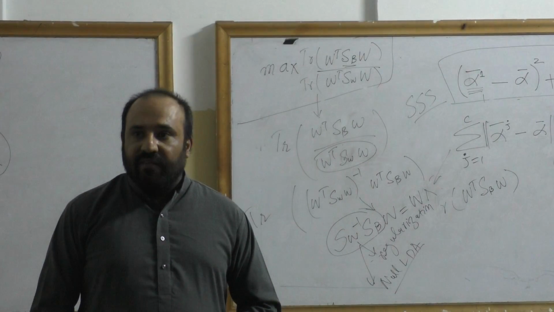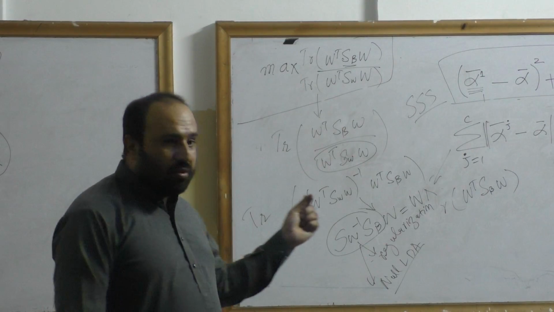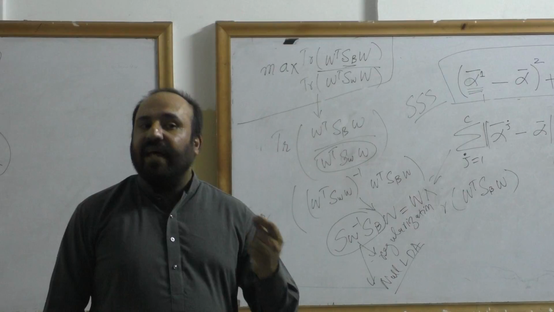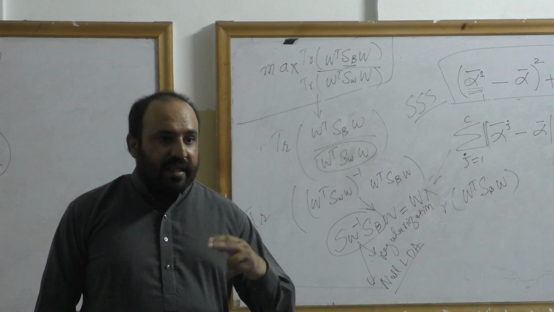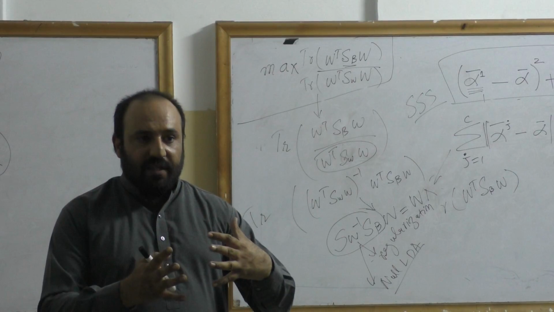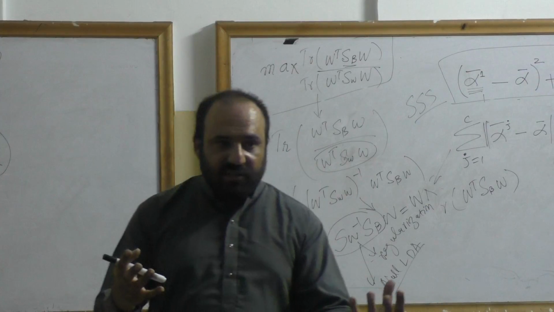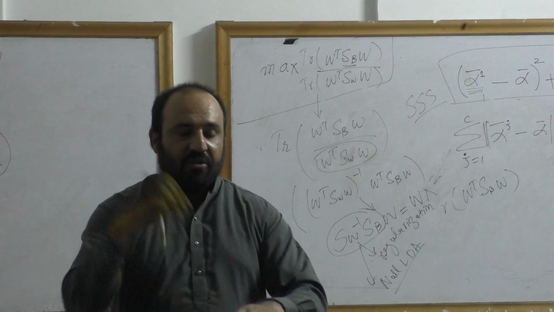Null LDA is to find the null vectors of SW that are in the row space of SP. So find the common space, the intersection of the row space of SP and the null space of SW. Pick those vectors.